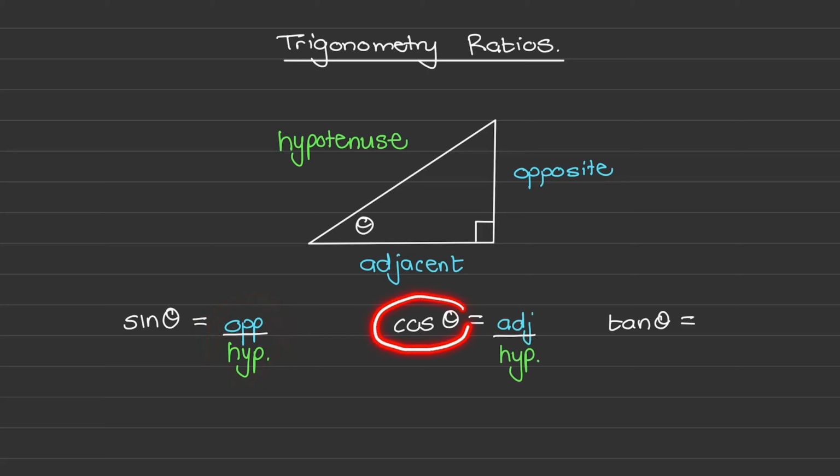Next, we have the trig ratio of cos theta. This is equal to the adjacent side next to the angle of theta divided by the length of the hypotenuse side. So it's adjacent over hypotenuse.